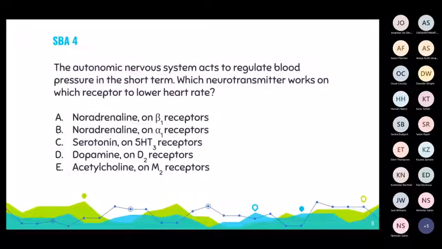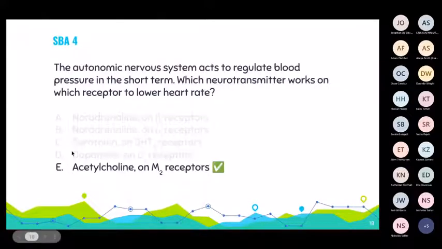Okay, so the answer to this question is E, acetylcholine on M2 receptors. M stands for muscarinic, which are the receptors that you have in your parasympathetic nervous system. Acetylcholine is the big neurotransmitter of the parasympathetic nervous system, with a few exceptions, but don't worry about those. Basically, when you think about acetylcholine, think about the parasympathetic nervous system, and you'll generally be okay. So that's about all there is to say on that.